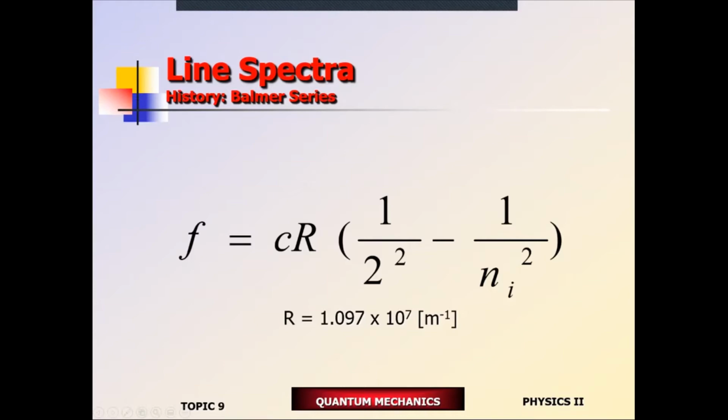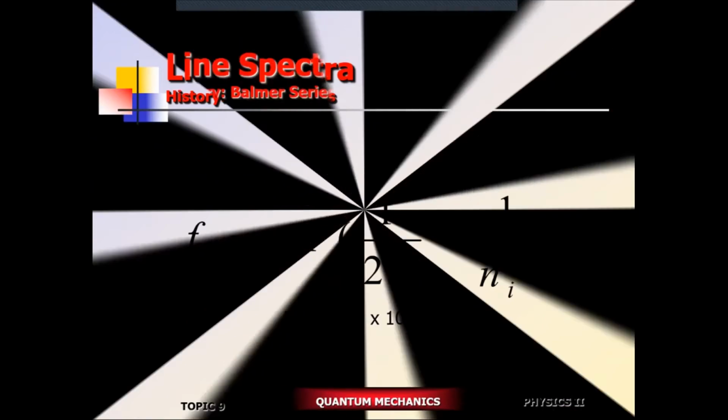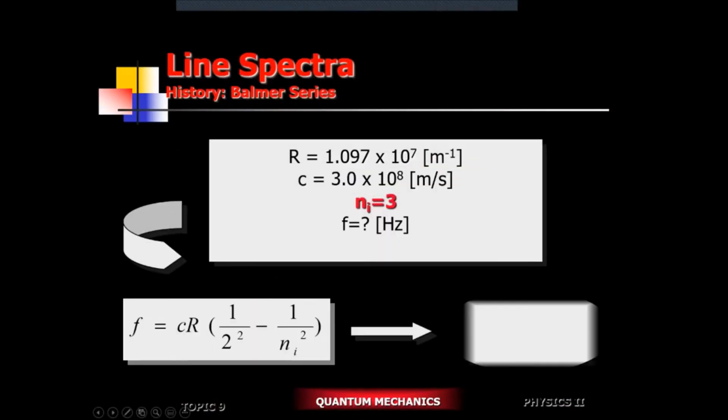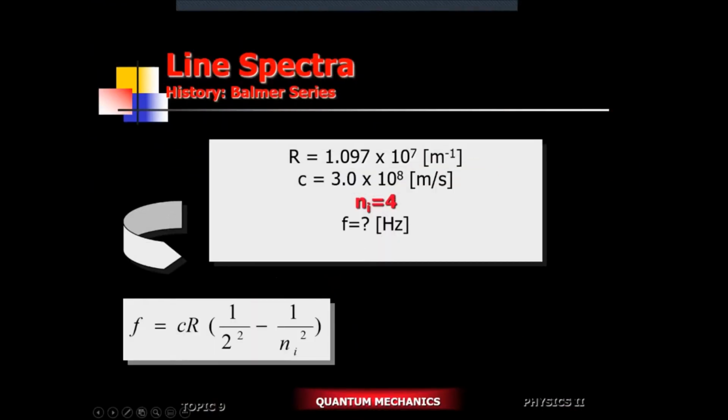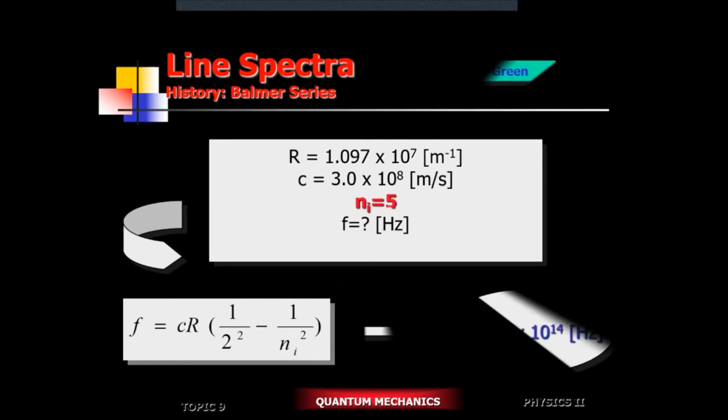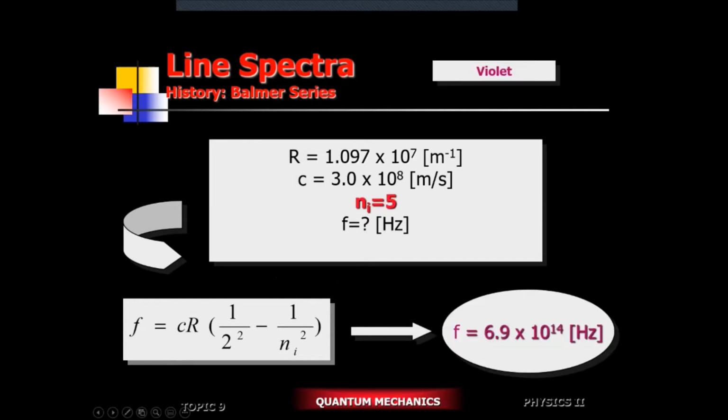Evidently, n is an integer, a whole number. If it's 3, it's going to give you the frequency of red precisely. If it's 4, it's going to give you the frequency of the blue-green. And 5 and 6 are going to give you the two shades of violet. So 3 gives you red, 4 gives you blue-green, and 5 and 6 give you two shades of violet. There you go. This was awesome.